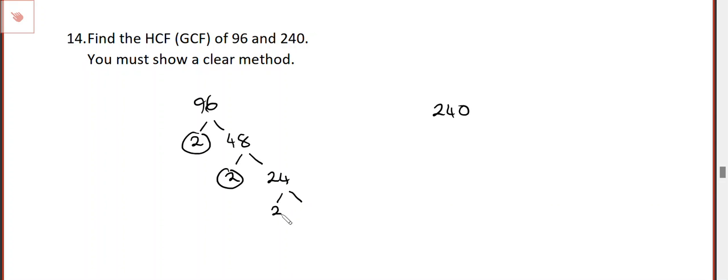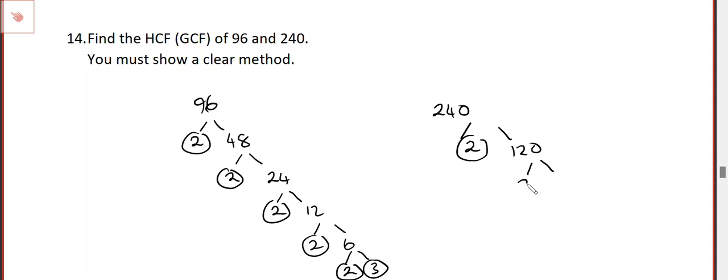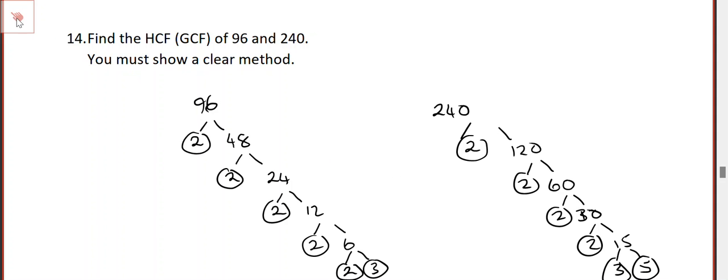9 to 6, this is what methods I've asked you to do. 2 times 48. 2 times 24. 2 times 12, 2 times 6, 2 times 3, okay, 240, 2 times 120, 2 times 60, 2 times 30, 2 times 15, 3 times 5, okay, they're all the prime numbers.